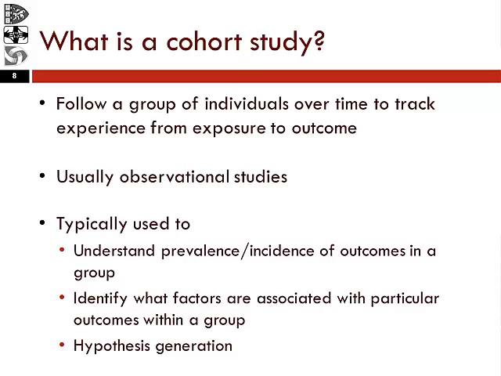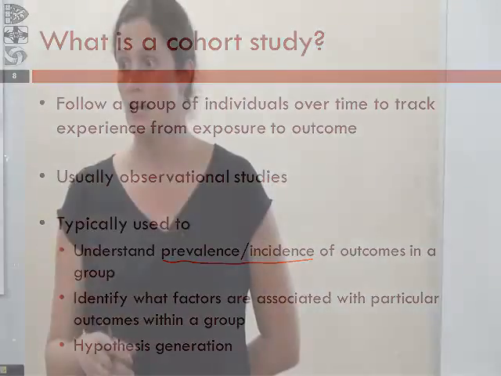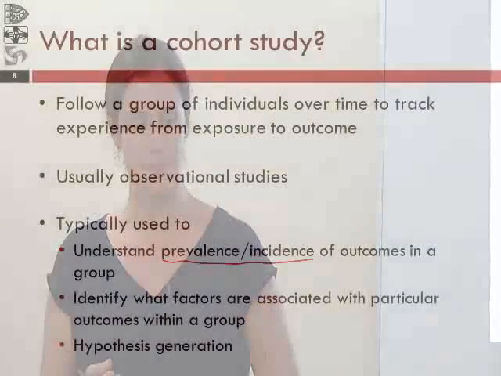There are three things that we typically use cohort studies for. One is to estimate prevalence or incidence of an outcome in a certain group. So what proportion of patients had their viral load suppressed in those who had community-based accompaniment? So we want to know prevalence of an outcome. Maybe it's disease, maybe it's retention. And we want to look at incidence, so new things that happen in the group.